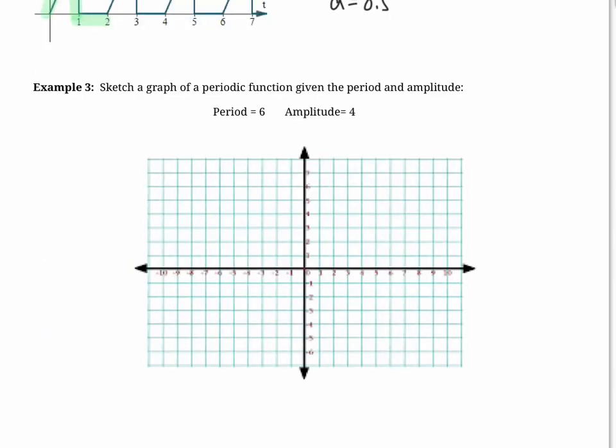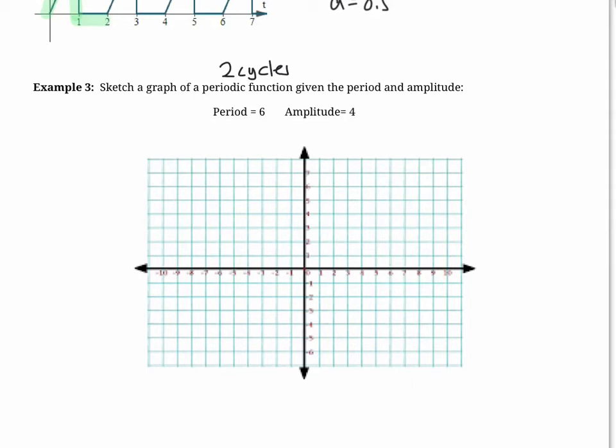So now try this next example on your own. It says to sketch a graph of a periodic function. That means a repeating function, given the period and the amplitude. So I want you to draw at least 2 cycles. And the period of it has to be 6 and the amplitude has to be 4. It's way easier if you watch me do it, but that doesn't mean you're going to learn it yourself. So try something on your own and in class show it to me and ask if you're on the right track.